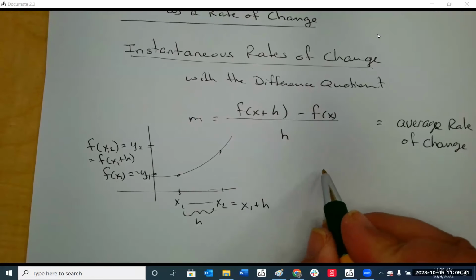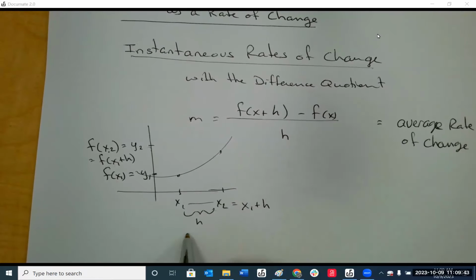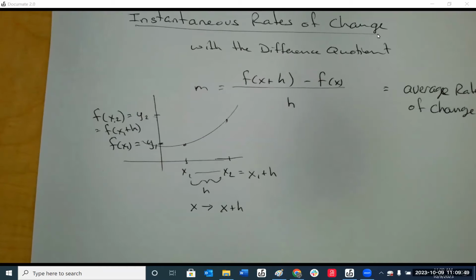So what we're looking for here is going from x to x plus h. We're looking at that interval. And eventually, as h goes to 0, you get the same point. Then we have the rate of change at a given point.